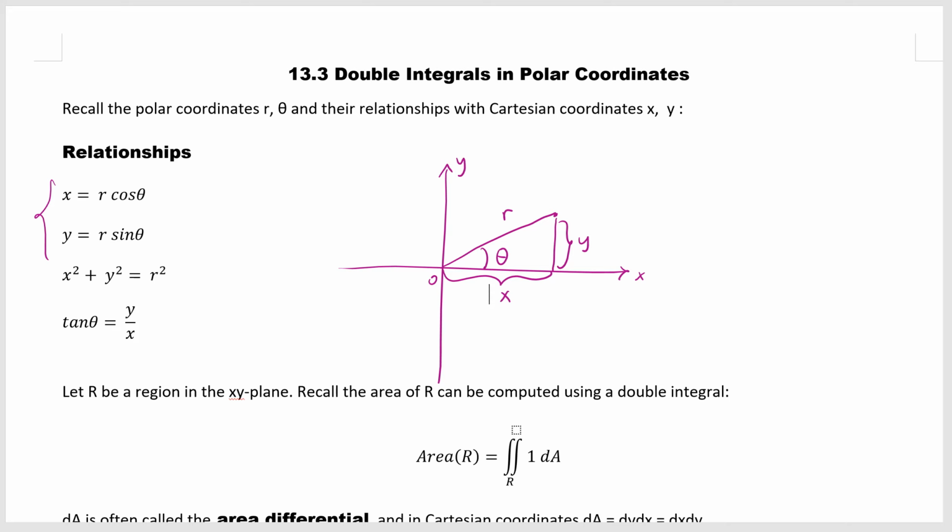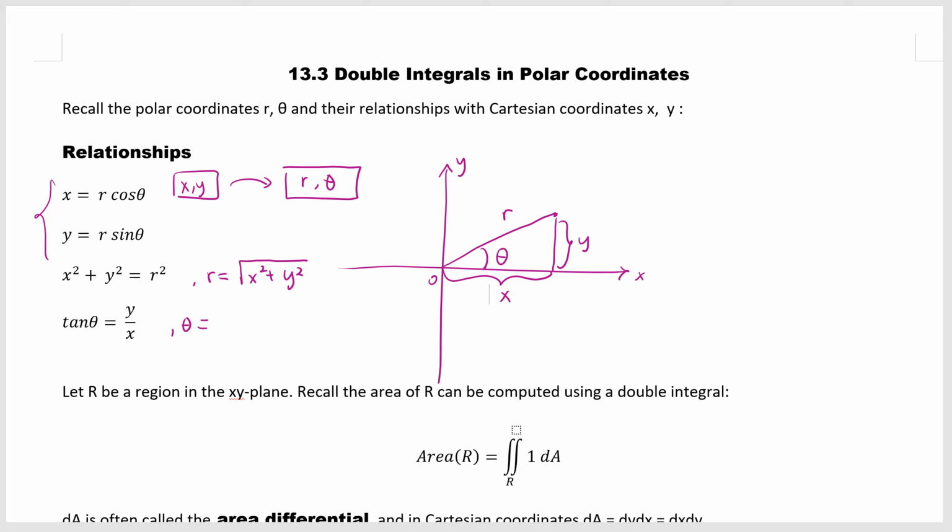Okay, so this can help us, if we have xy, change it in terms of r and theta. Next we have x squared plus y squared equals r squared, so we can solve for r. r is the square root of x squared plus y squared. Okay, and we know tangent theta is y over x.